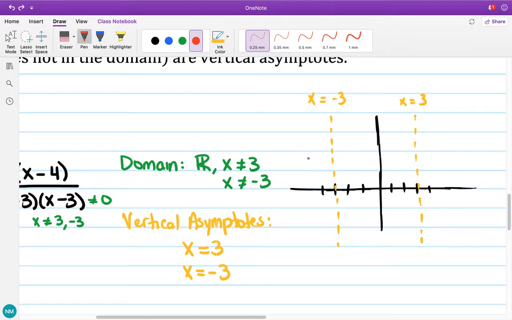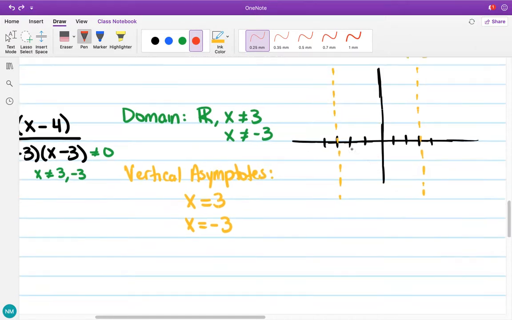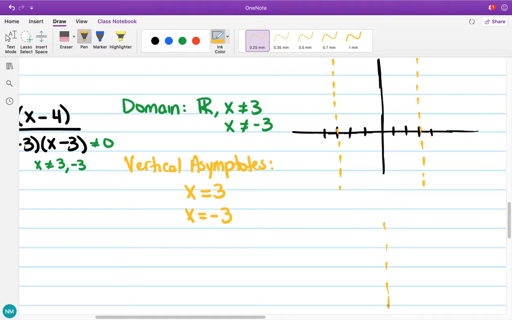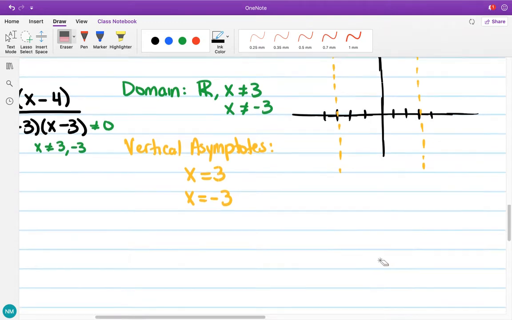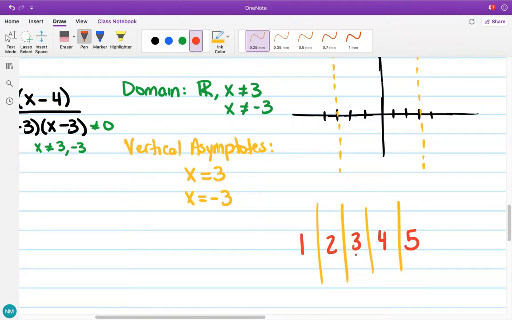So depending on how many vertical asymptotes there are, right? If there's one vertical asymptote, then there's only going to be 2 separate sections. If there are 4 vertical asymptotes, 1, 2, 3, 4, then there are going to be 1, 2, 3, 4, 5 separate sections of the graph. And I'm going to show you what that looks like on Desmos now.